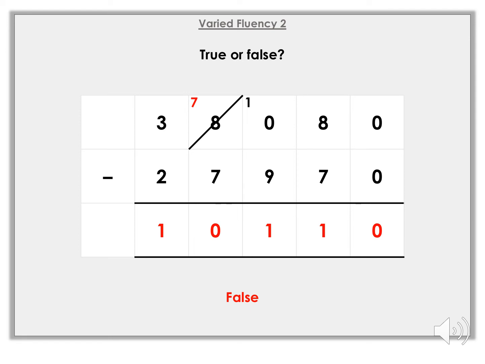0 subtract 9 I can't do, so I need to borrow from the thousands column. So that 8 turns to a 7. I carry my 1. 10 subtract 9 is 1. 7 subtract 7 is 0. And 3 subtract 2 is 1. So my correct answer is 10,110. In the original question, it had 11,210, so the answer is false.